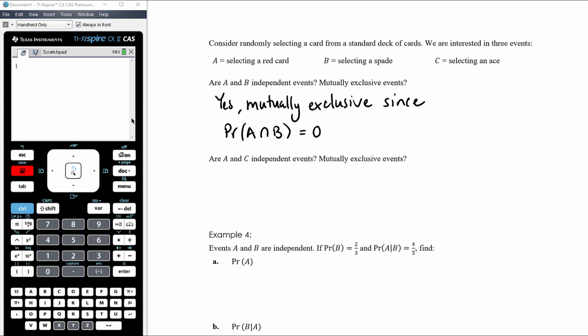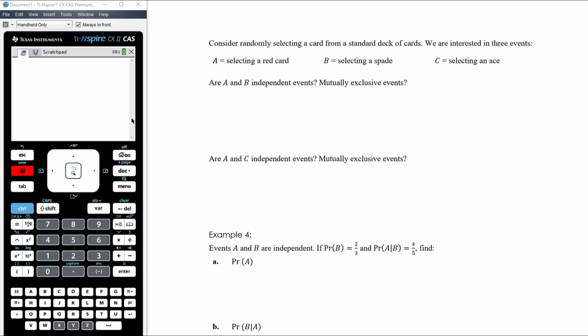Sorry, the first question, my apologies, I've read it incorrectly. Are A and B independent and are they mutually exclusive? Okay, so they're definitely mutually exclusive. Let's just be clear about independence. So let's calculate some relevant probabilities. We know that the probability of A intersection B is definitely 0.